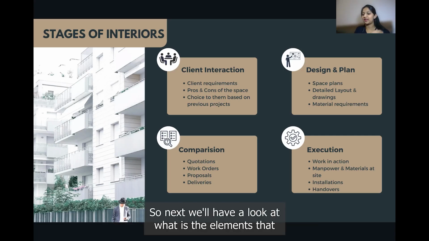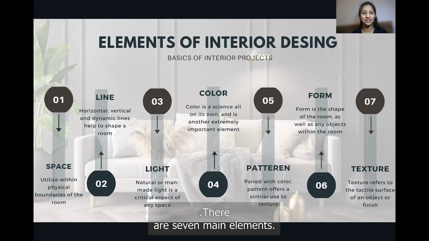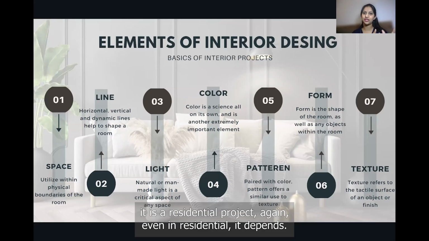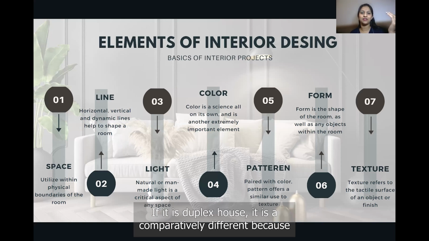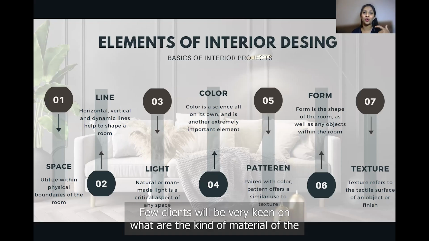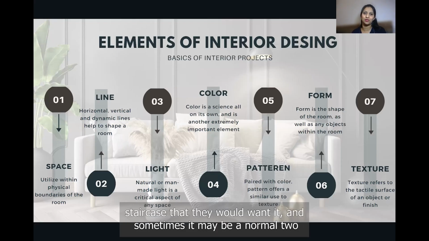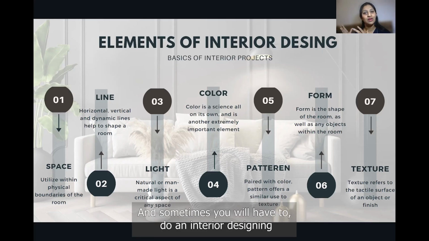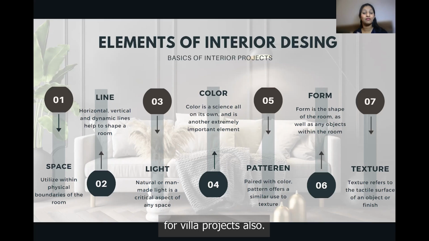So next we'll have a look at what are the elements of interior designing. There are seven main elements. These are like basics in any kind of interior project, whether it is a residential project. Again, even in residential, it depends. If it is a duplex house, it is comparatively different because you'll have to design the staircase. Few clients will be very keen on what kind of material they would want for that staircase, and sometimes it may be a normal 2 BHK or a 3 BHK, but they would want it in a very simple way. And sometimes you will have to do interior designing for villa projects also.